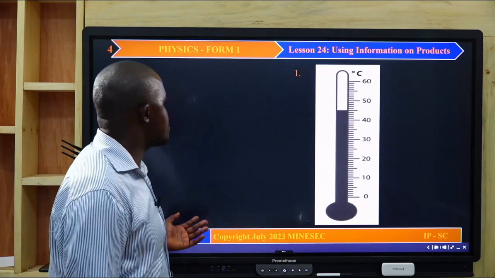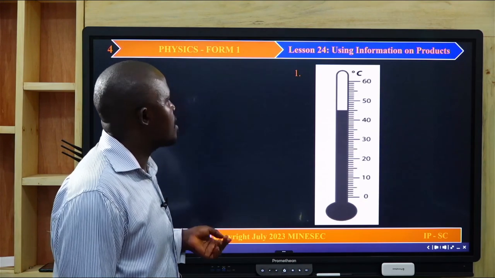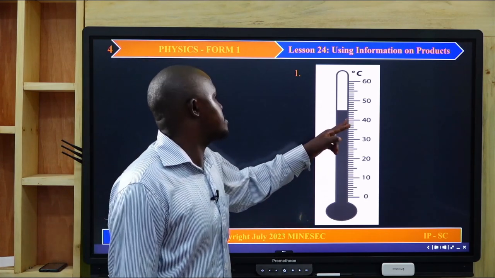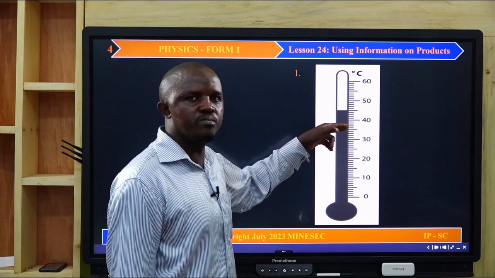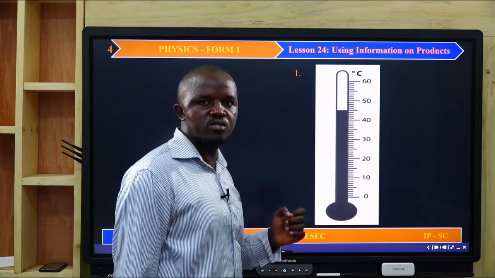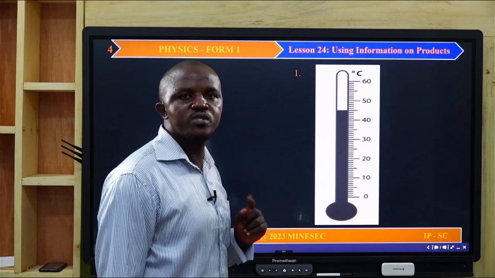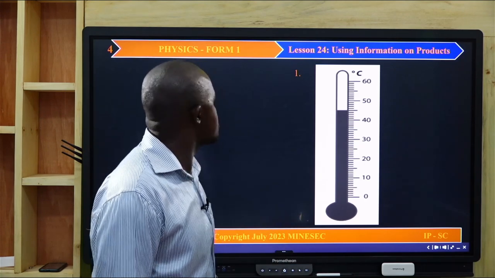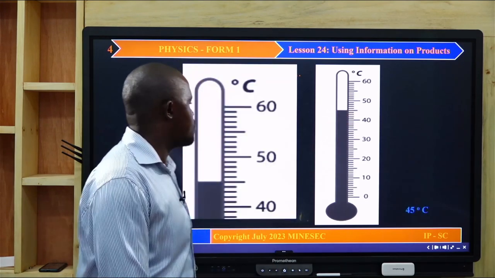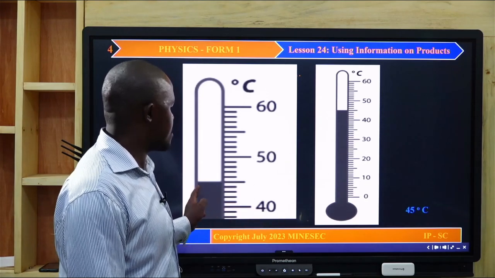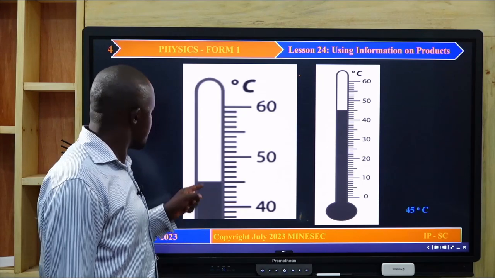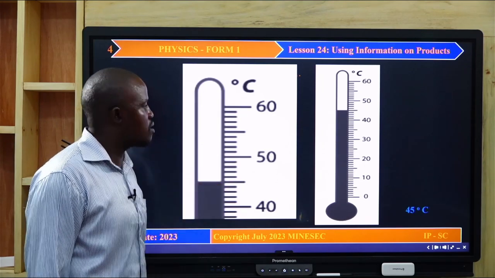So here the first thermometer is here, and we're expected to write down the reading of this thermometer. If you look here, each major division between 40 and 50, there are 10 subdivisions, meaning that one of the subdivisions stands for 1 degree Celsius. And here we are at 5. So the reading here should be 45. I've made it here really large for you to be able to see properly. So here this shows 45 on the thermometer.